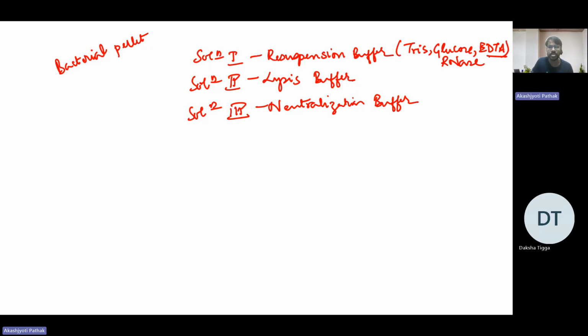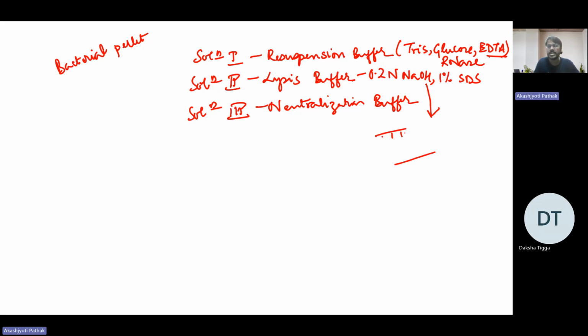Next, you have the lysis buffer. Your lysis buffer contains 0.2 normal NaOH and 1% SDS. Once you add the lysis buffer, your SDS will digest the bacterial cell membrane. NaOH also helps in the lysis of the bacterial cell membrane, and the SDS will help in solubilizing your bacterial membrane proteins. But another important function is performed by NaOH.